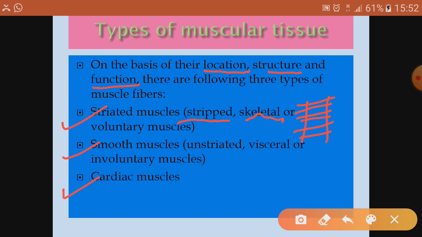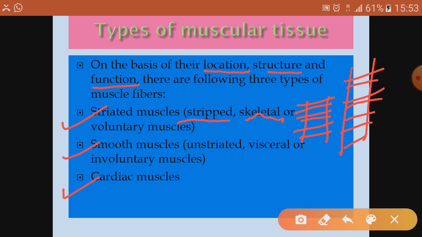So the first one is striated muscle. Why is it called striated? Because it has striations. Bands are there, these stripes are there, so it is called striated muscle, or you can say striped muscle, or skeletal muscle. Why skeletal? Because this is the muscle which is attached to the bones. And why is it called voluntary? Because it acts as per our will.